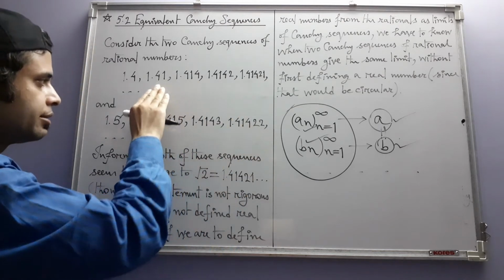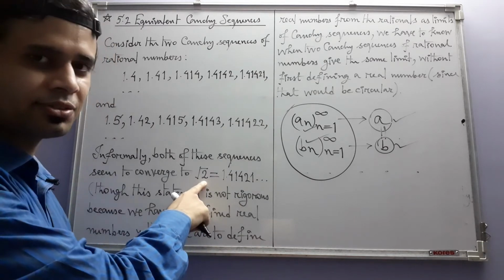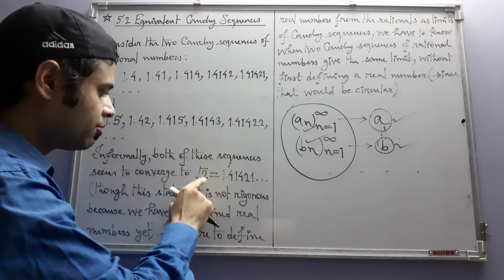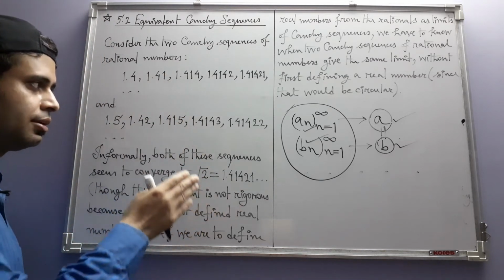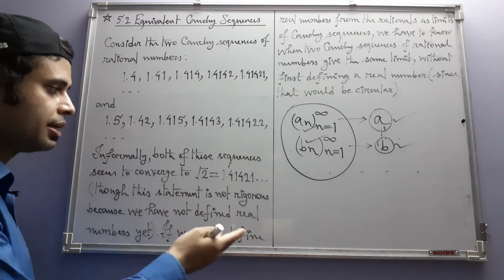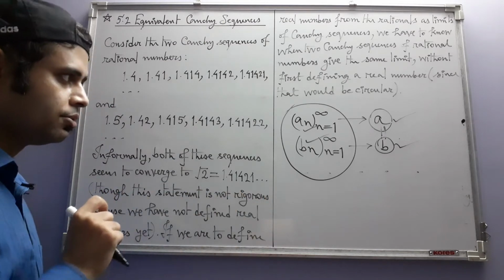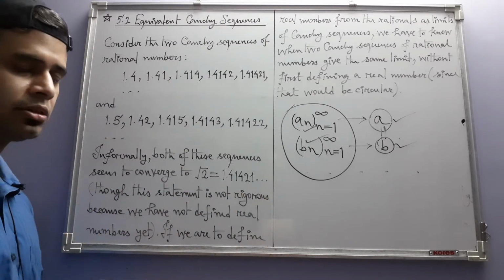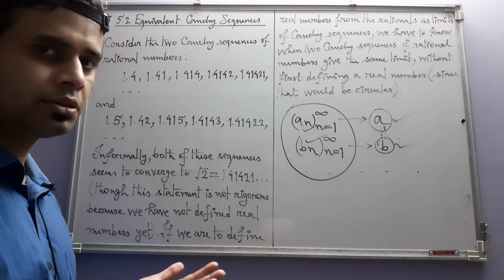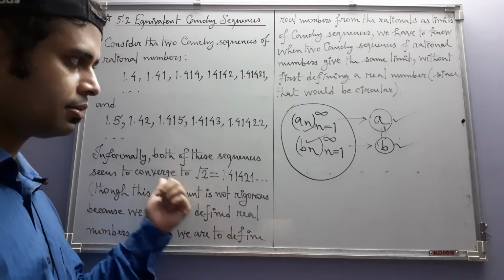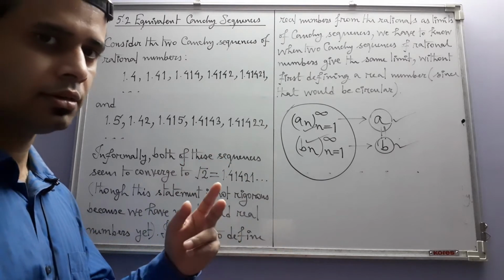You cannot say that these two sequences seem to converge to the same thing, because they do converge to the same thing, root 2. No, we don't have root 2 yet. Using only the sequences, you have to say that they are in that sense equivalent, that they should converge to the same thing. So we want a definition of equivalent Cauchy sequences, and to achieve this we are going to proceed just like the previous section, where we defined a Cauchy sequence in steps.